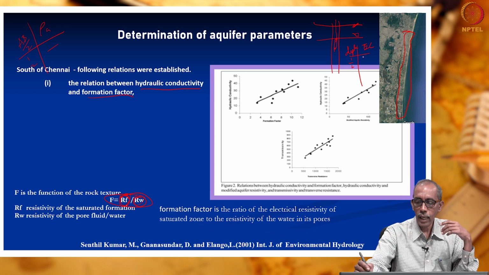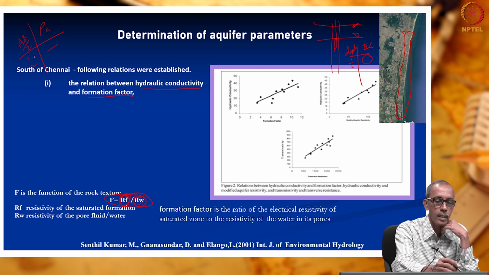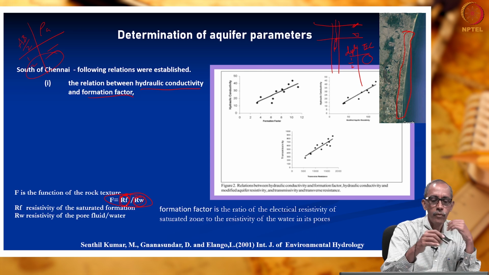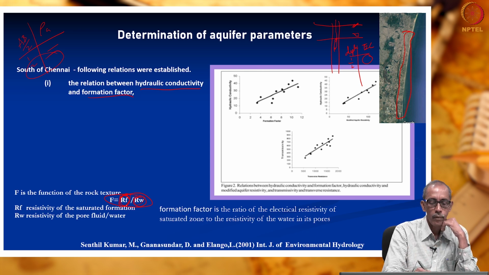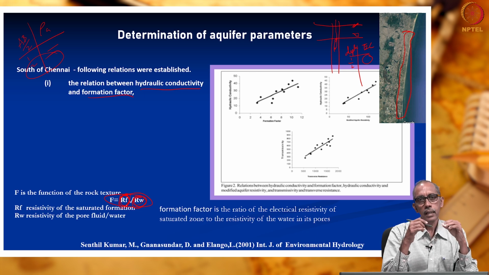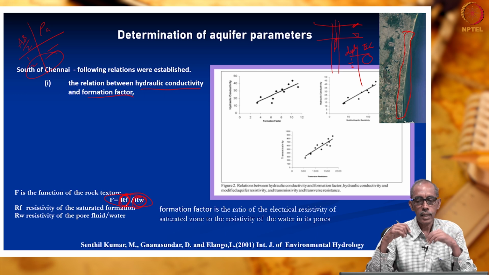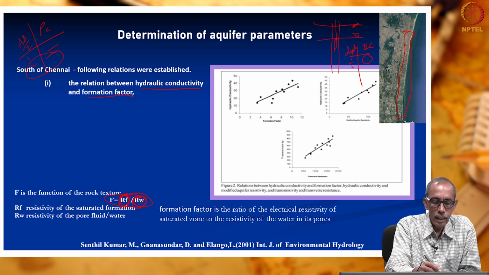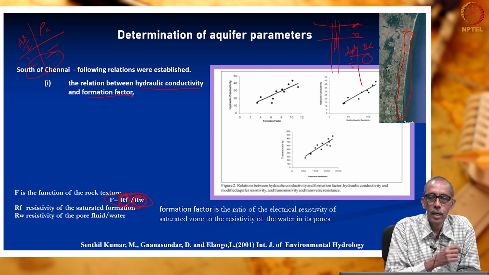So, here we have depth versus electrical conductivity, here we have depth versus apparent resistivity. So, for different depths we have RF as well as RW. We can get the formation factor at different depths. So, in this study we had related formation factor with the hydraulic conductivity.